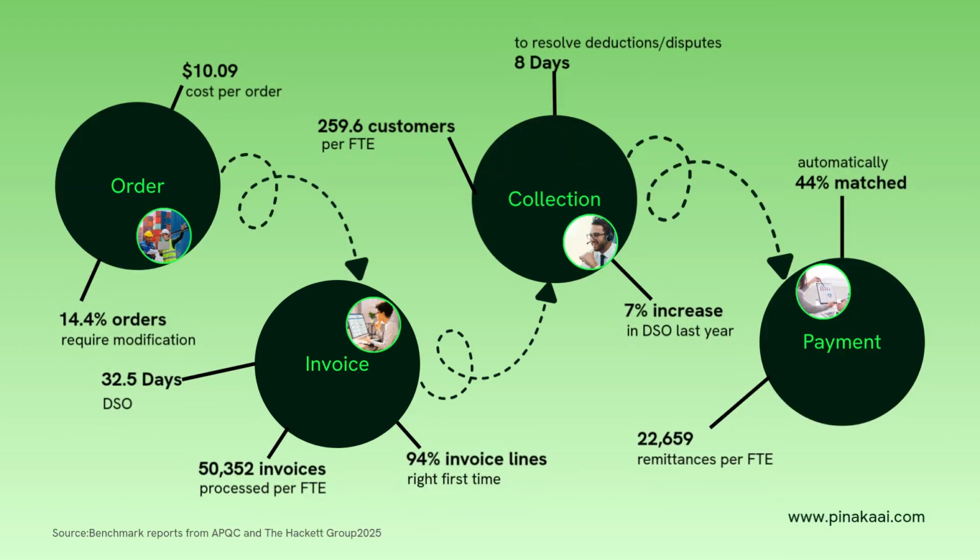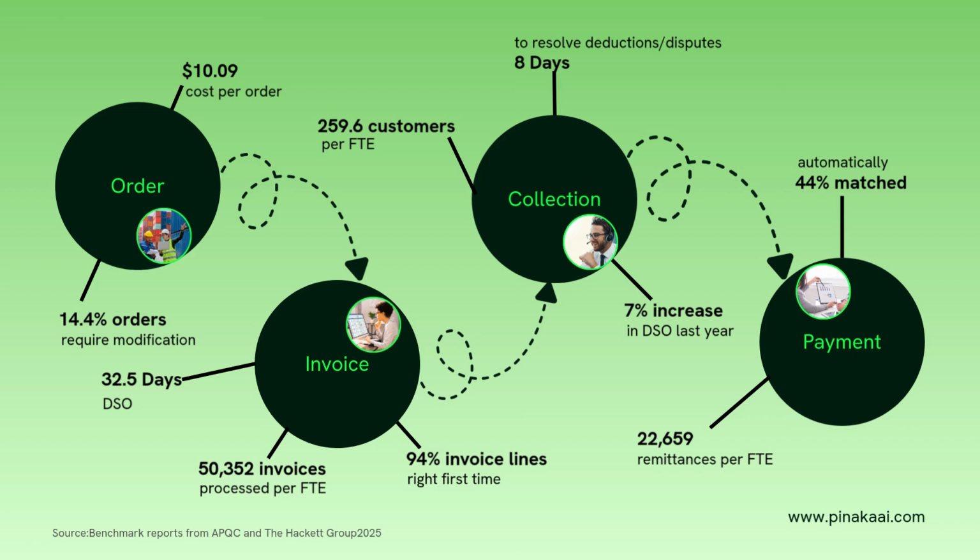Now, very interestingly, we'll expose certain numbers and metrics associated with this cycle, as to how the different cost elements behave and what the key drivers of these cost elements are. Starting with the order phase, on an average, and these are median values taken from the benchmarking figures from Hackett Group and APQC, an order typically costs $10.09. So if you have to re-enter the order or make certain modifications, 14.4% of orders actually go for modifications. Anytime you are making a modification or re-entering the order, the cost is getting applied accordingly.